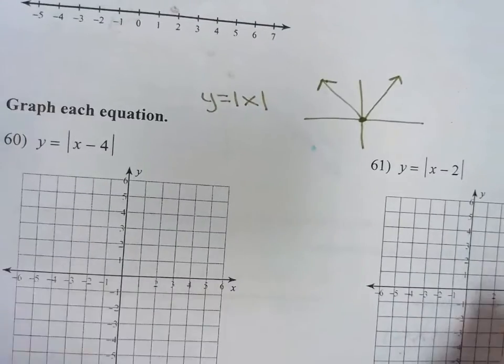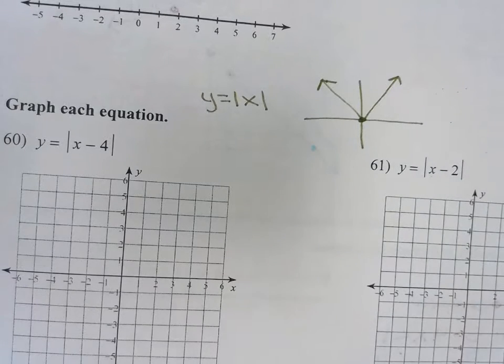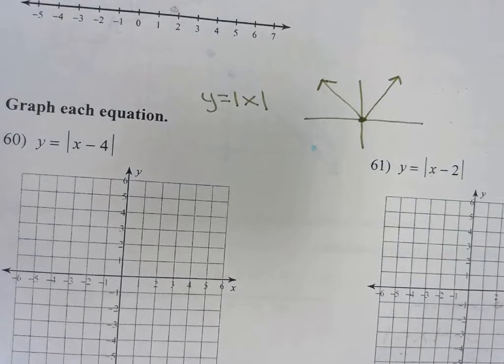So this is called the parent function, or kind of the original absolute value function. We haven't talked about it in class before. Whenever you see an absolute value function and it says to graph it, it will look like a V shape.